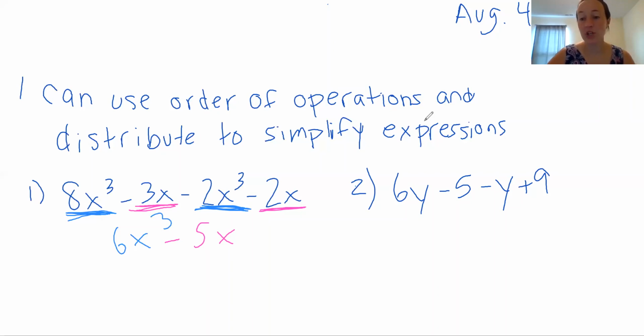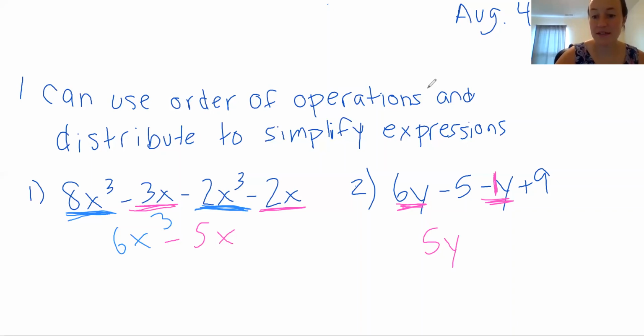What are the like terms that we can put together? What has the same variable, the same letter, and the same exponent? Hopefully you're thinking, hey, 6y and minus y. Those are like terms. They both have a y and the same exponent. Now, 6 minus y. Hey guys, if you need to, remember, let's put that imaginary 1 there. So I've got 6 minus 1 gets me to 5y.